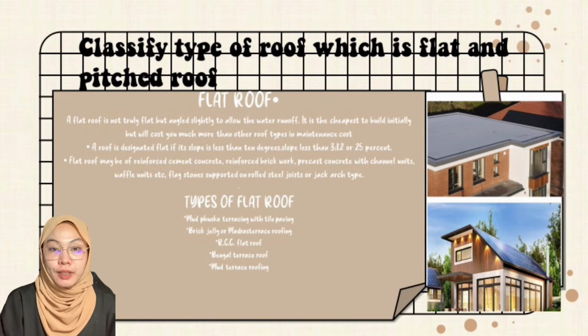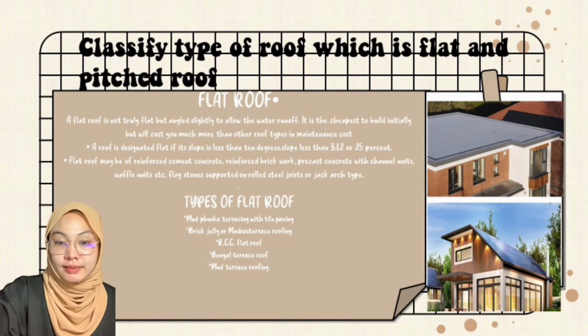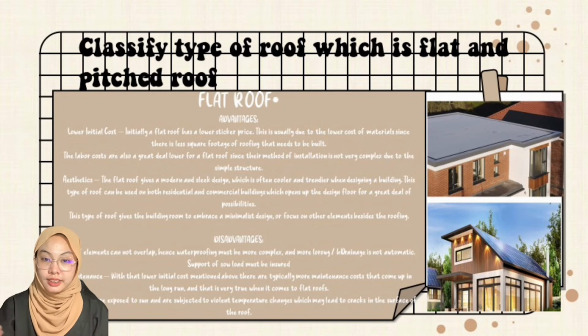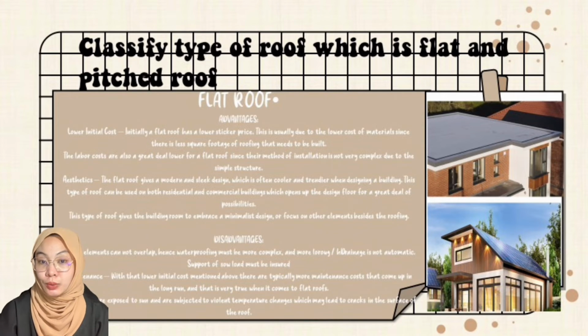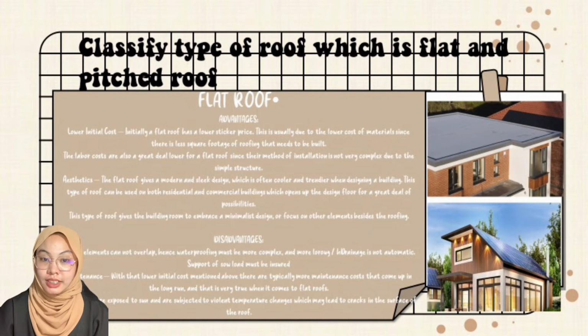Types of flat roof: precast patching with tile paving, brick jelly or mud terrace roofing, RCC flat roof, bamboo trusses roof and mud trusses roofing. Advantage: lower initial cost. Initially, a flat roof has a low sticker price. This is usually due to the lower cost of material since there is less square footage of roofing that needs to be built. The labor cost is also a great deal lower for a flat roof since the installation is not very complex due to the simple structure.